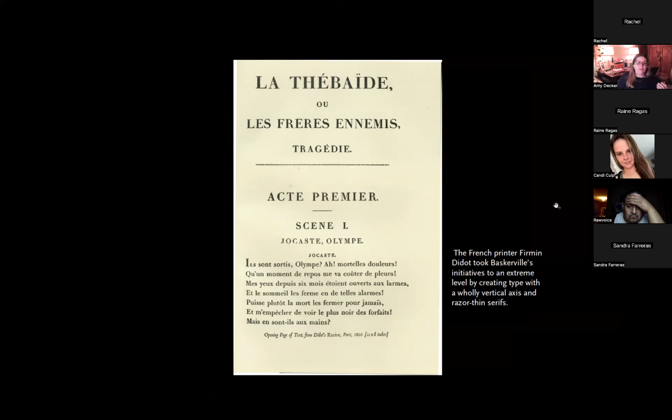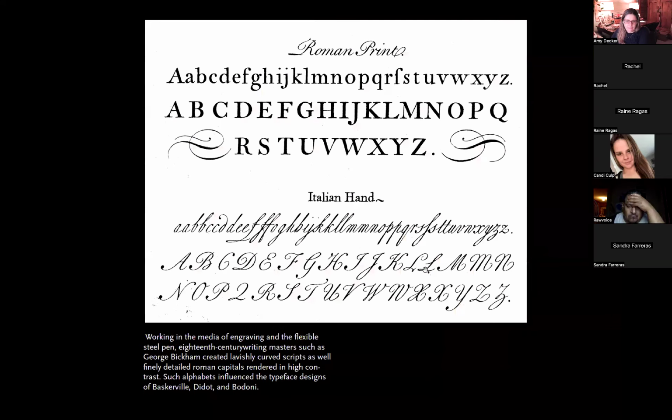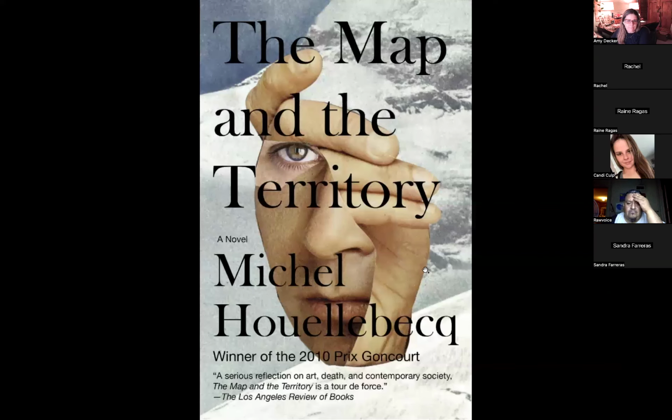that modernist aesthetic even further. Rachel, I see you have your hand up. Go ahead. If you go back a page, or a couple pages, there was a letter between the lowercase R and S. A ligature?